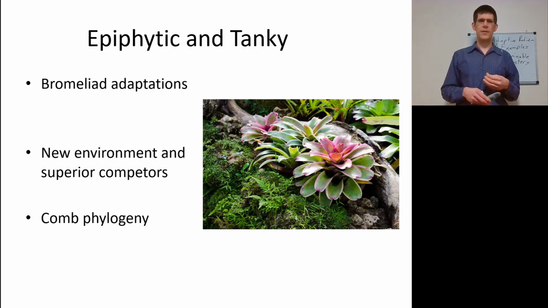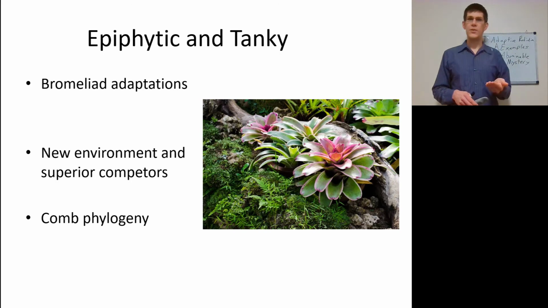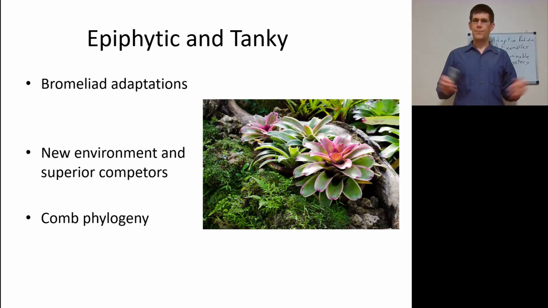You recognize a bromeliad. By having a new environment and by being superior competitors, you end up getting an adaptive radiation. And if you look at the phylogeny of the bromeliads, you'll see it kind of looks like a comb. You have a large number of species arising very quickly from that one event where these species got to live as an epiphyte.